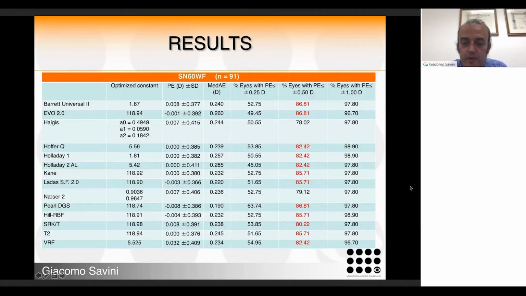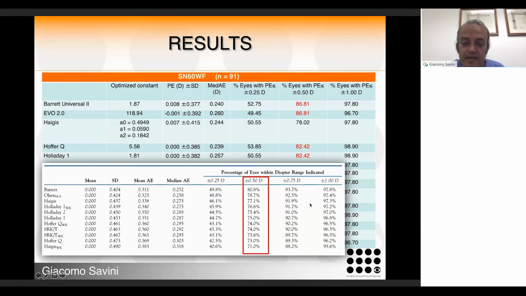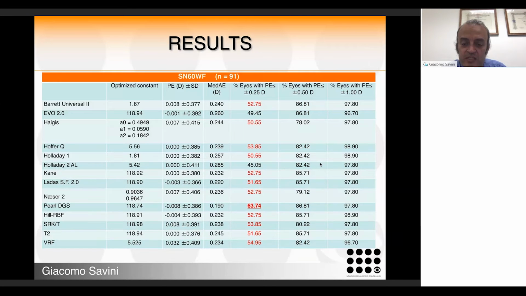And you see that almost all formulas have a percentage of eyes within half a diopter higher than 85%. Look at the data of the Barrett in the Melles study, where the best formula was the Barrett with 80% with the IOL Master, and we are all over that. And even more interesting is that with all formulas, we are at about 50% of eyes within a quarter of a diopter, and surprisingly, the Barrett was the best one.